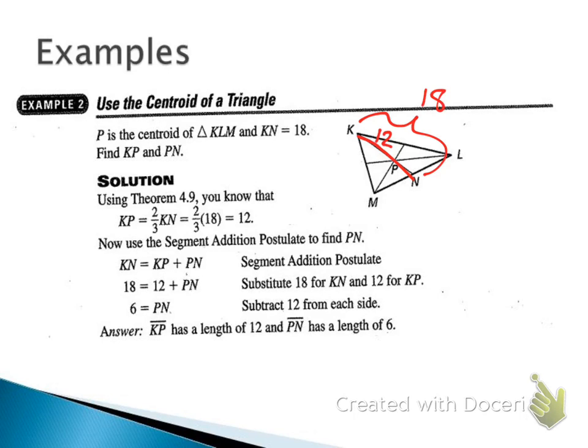So we use our segment addition to figure out the rest of it. No, I don't expect that you're going to set this whole thing back up, but this is where it comes from. We learned this a couple chapters ago at least. The whole thing's 18, part of it's 12. We subtract that off to find the other piece. So PN, that little piece that was left over, would have a length of 6. So then we have successfully found both KP and PN.